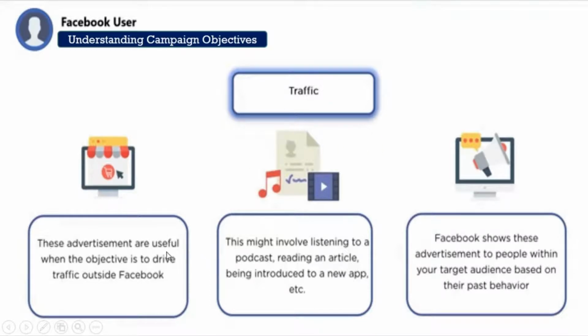Now, these advertisements are useful when the objective is to drive traffic outside Facebook. So, like I said earlier, I use traffic because I try as much as possible to target many people even outside Facebook, the social medias. So it helps people find your page and all that. So number two, this might involve listening to a podcast, reading an article, being introduced to a new app. Facebook shows this advertisement to people within your target audience based on their past behavior.